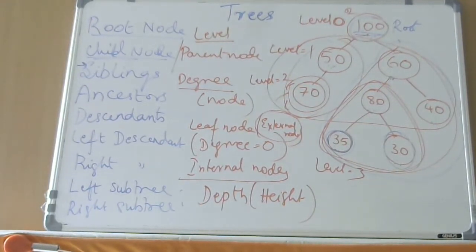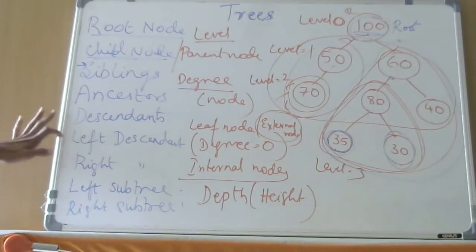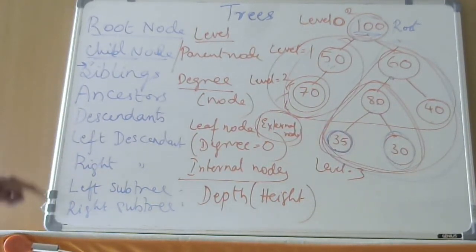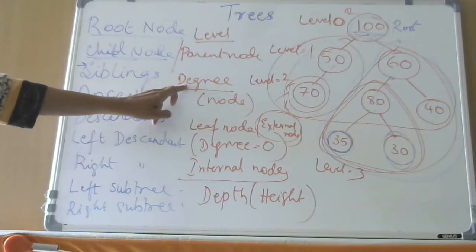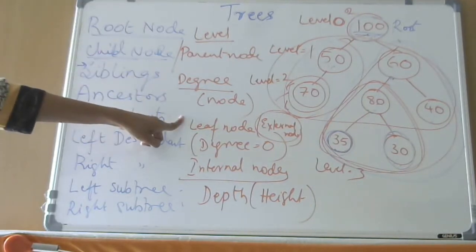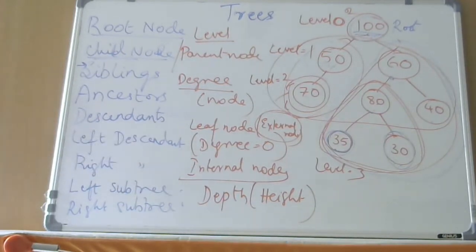So, we have seen what is a tree, and we have seen some important terminologies with respect to tree. What is a root node, child node, siblings, ancestors, descendants, left descendant, right descendant, left subtree, right subtree. Then we saw what we mean by parent node, level of a node, degree of a node, what is a leaf node or the external node, what are internal nodes, what is the depth of the tree.